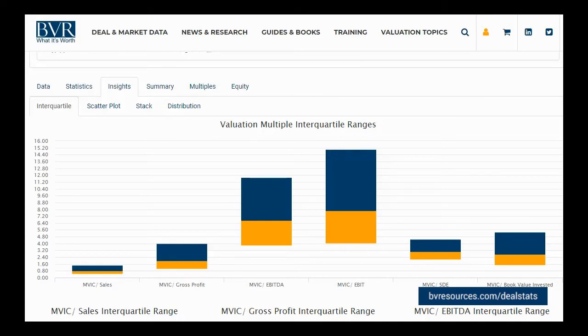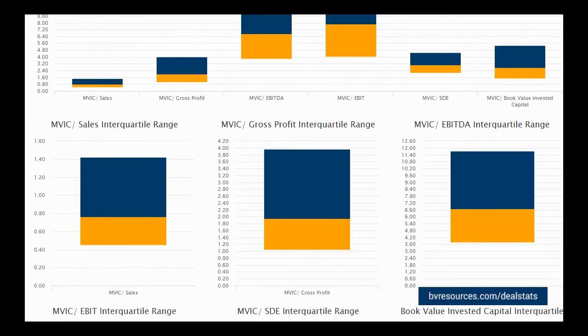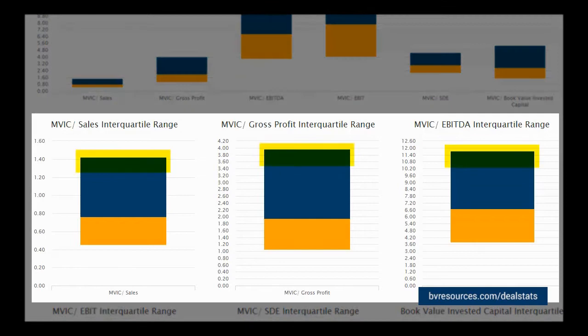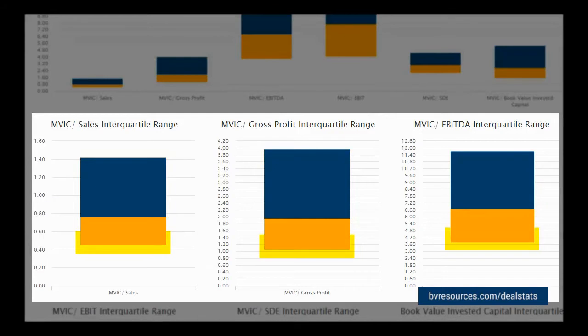Under the interquartile section, we can observe the valuation multiples of our selected comparables represented in interquartile ranges. This allows us to understand how the multiples are spread out. The interquartile range describes the middle 50% of observations, where the top of the blue rectangle indicates the 75th percentile, the bottom of the yellow rectangle indicates the 25th percentile, and where both rectangles meet represents the median.